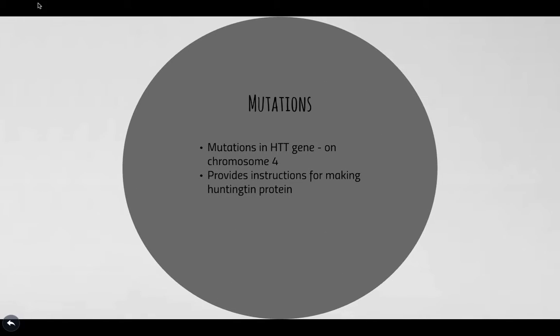Also, mutations in Huntington protein and in the HTT gene on chromosome 4, particularly because that's where the CAG repeat mutations are on exon 1 of that, and they provide instructions for making the Huntington protein.